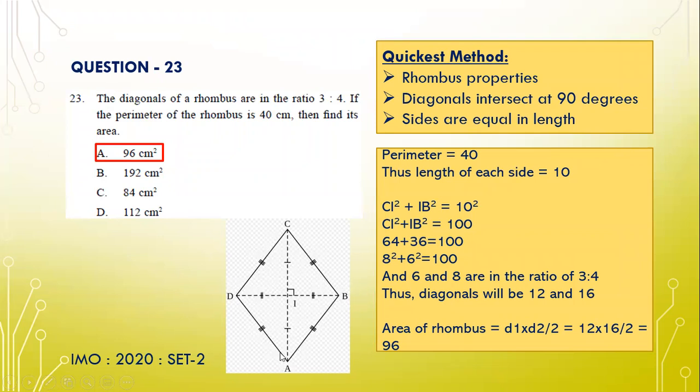And what is the area of a rhombus? The area of a rhombus is the product of the diagonals divided by 2. So the diagonals are, one is 12, the other is 16. So 12 into 16 divided by 2: 2 sixes are 12, and 16 sixes are 96. So the area will be 96 centimeter square. So, a good question.